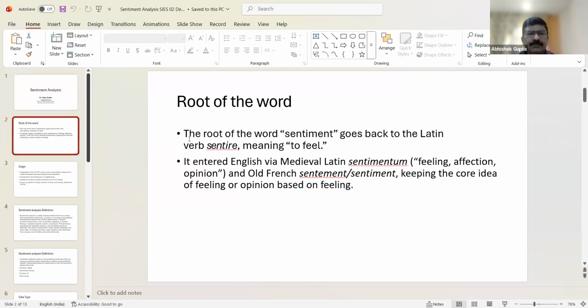Yes. So sentiment analysis, the word has come from the Latin word sentire. Everybody is aware of what we mean by sentiment. Sentiment is all about how we feel about an opinion or data or text. The origin of this word is Latin, and this is how the word has come as sentiment.